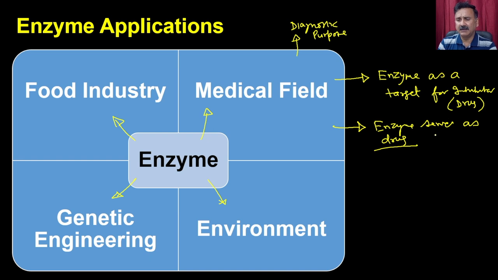A classical example is insulin, right? Insulin is a hormone, and it works that way. In the same way, you can have the enzyme also. And then in today's lecture, we are also going to discuss the role of the enzyme in the environment and genetic engineering.